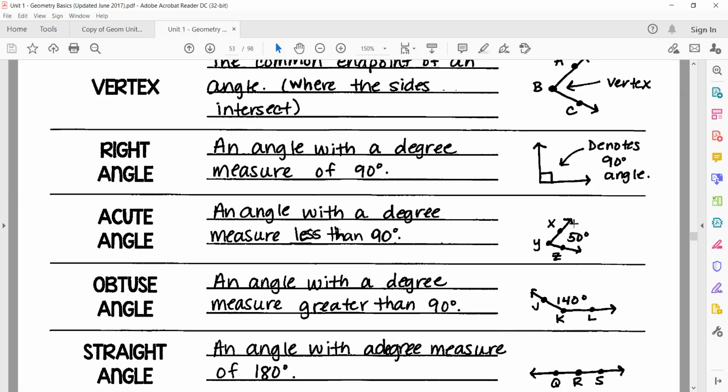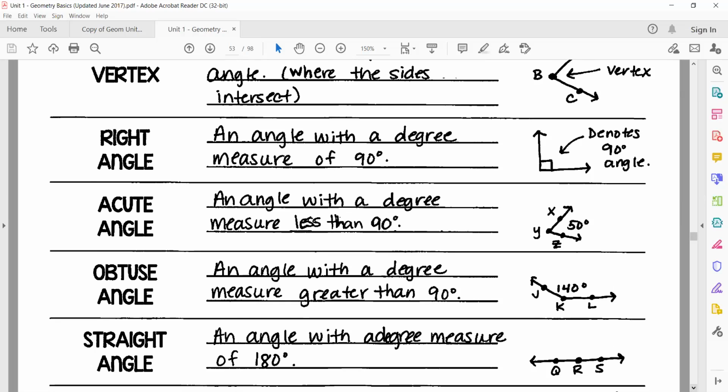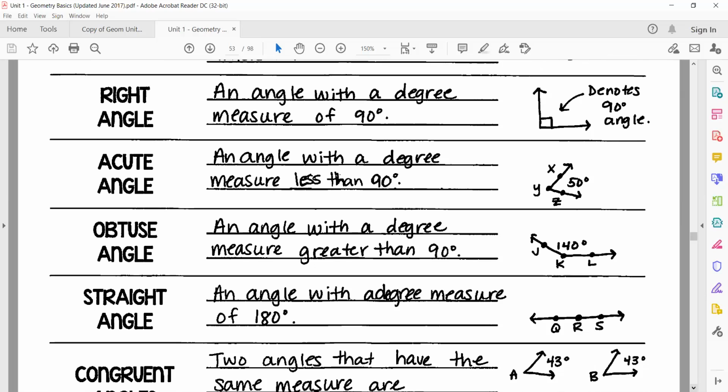Obtuse. So if you look at the drawing with the acute angle, it's more of a closed angle. Obtuse is more than 90, and it's more of an open angle. So those two definitions, extremely important.